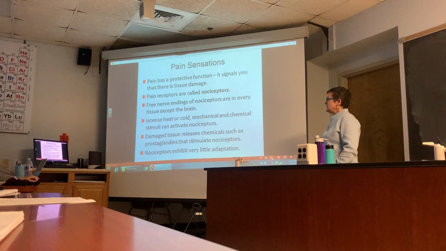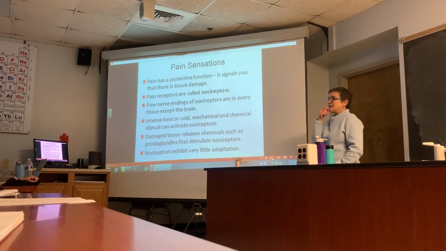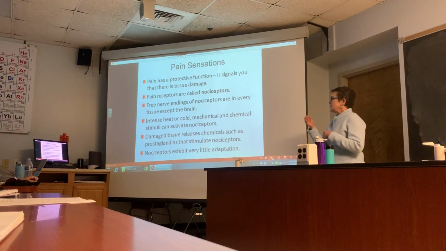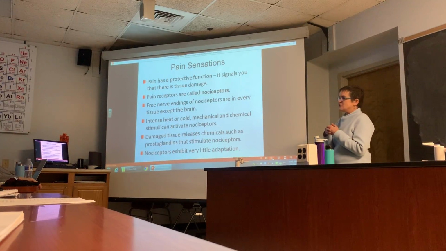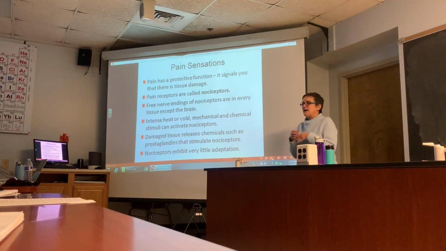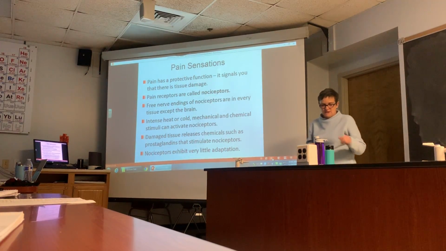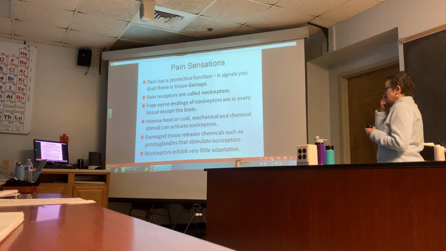Lots of things can activate nociceptors, as we were talking about: intense heat or cold. If it's too hot or too cold, it can stimulate pain receptors. Mechanical things would be things like abrasion and puncture wounds. That's mechanical stimulation. And then chemical stimulation would be things like if you poured acid on your hand, or a strong base on your hand, and it would burn your skin. That would be chemical stimulation. So certain chemicals can activate nociceptors and create pain.